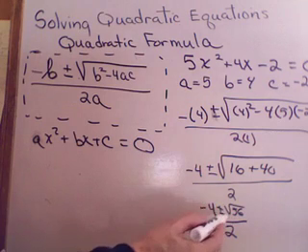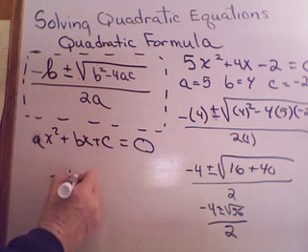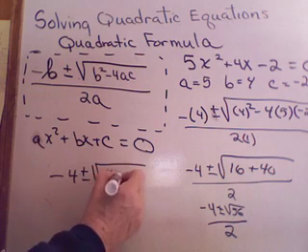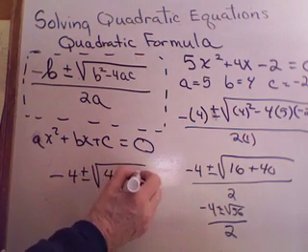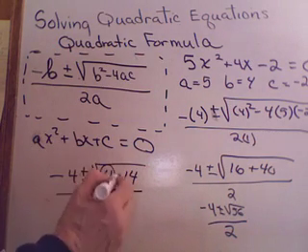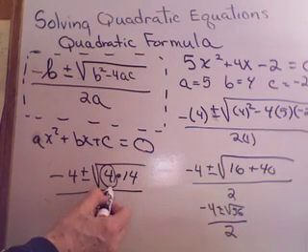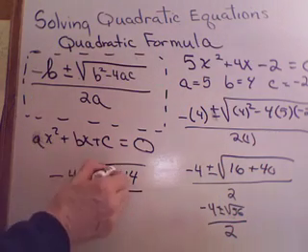because I think 4 goes into 56. So let's see if we can rewrite that. Minus 4 plus or minus the square root of 4 times what? 4 goes into 56, 14 times. 4 times 14 over 2. I like to see if numbers under a radical can divide by perfect square numbers, because now I can simplify one extra step. That 4 comes out as a 2.